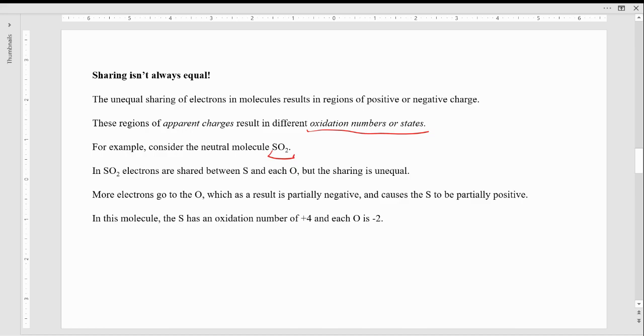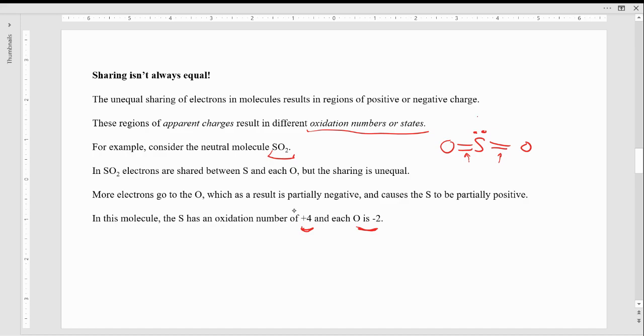But if you've ever shared a cookie, like little kids are great for that, break it in half, someone says, I want the bigger half. There's always a bigger half because you can't break it perfectly in half. Sharing isn't always equal. And in SO2, you have a sulfur with an electron pair on it, bonded to two oxygens. Those bonds represent electrons being shared. Well, oxygen's a bit of a bully. He's going to pull more electrons to it, so the sharing won't be equal already. And so if you look at oxidation numbers, the sulfur is a +4, each oxygen's a -2.